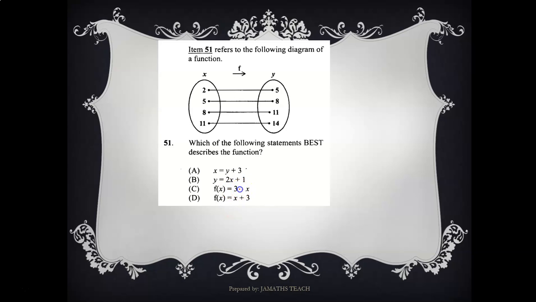C, f of x equals 3 minus x. 3 minus 2, that's 1, so that's definitely not it. And then f of x equals x plus 3, so these are the x values, plus 3: 2 plus 3, 5, 5 plus 3, 8, 8 plus 3, 11, 11 plus 3, 14. So our answer is definitely D.